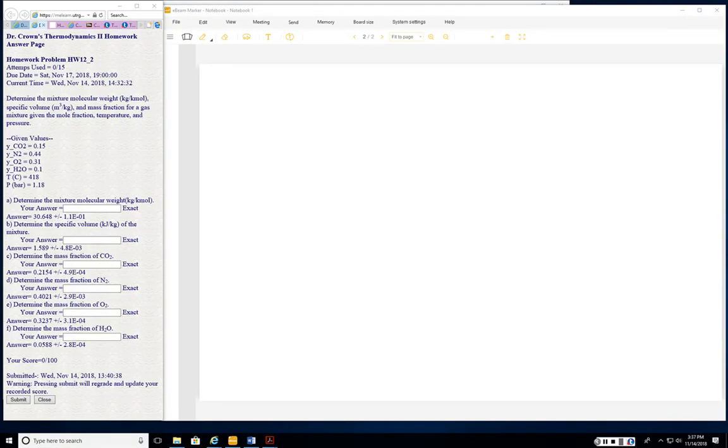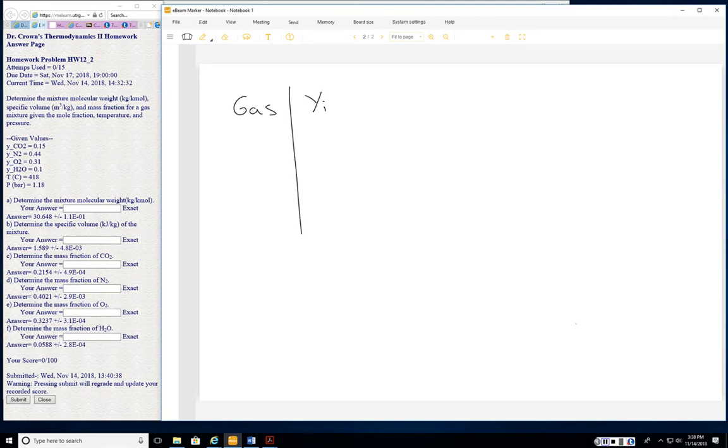Okay, now we are looking at homework 12.2. In this problem, we're given mole fractions, and we want to try and find mass fractions. So the mole fractions for each, let's make a table again with the gases. So the gases, and this time the mole fractions.